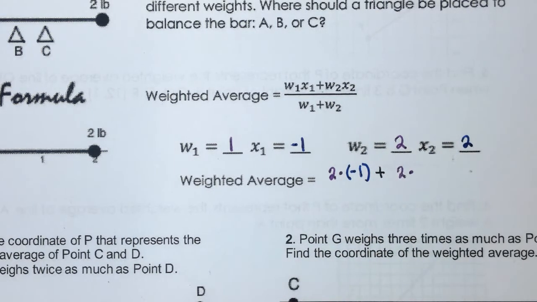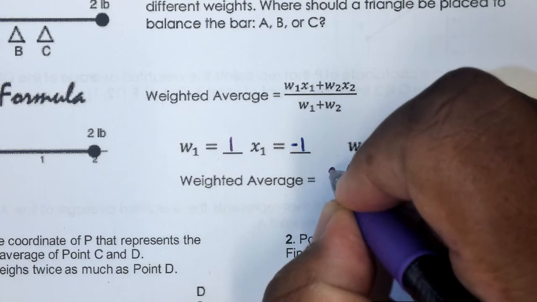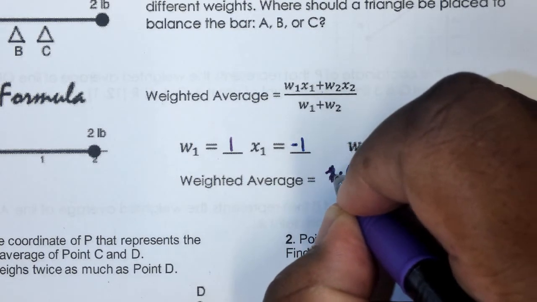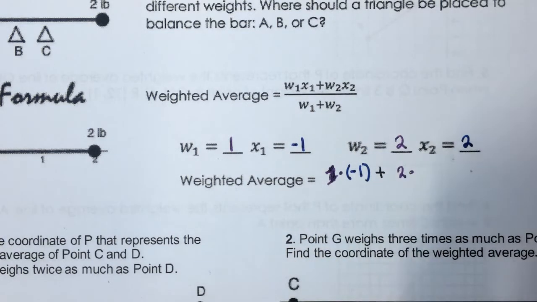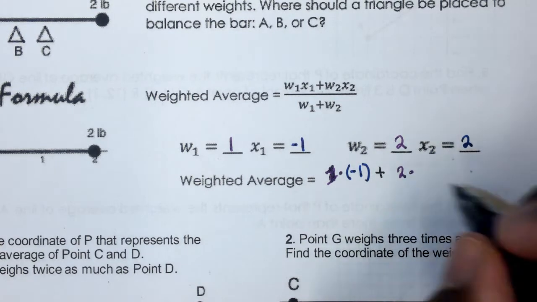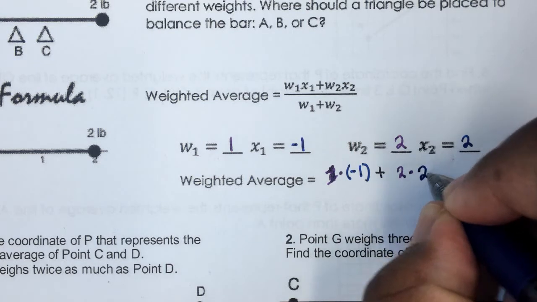Oh, I started out wrong. Why did nobody correct me? My weight 1 was 1. I don't know why I wrote a 2 right here. I was trying to test y'all to see if y'all were going to say something. Nobody said nothing. Y'all all failed. That's supposed to be a 1. My bad, I started out wrong. And then the x2 right here is 2.